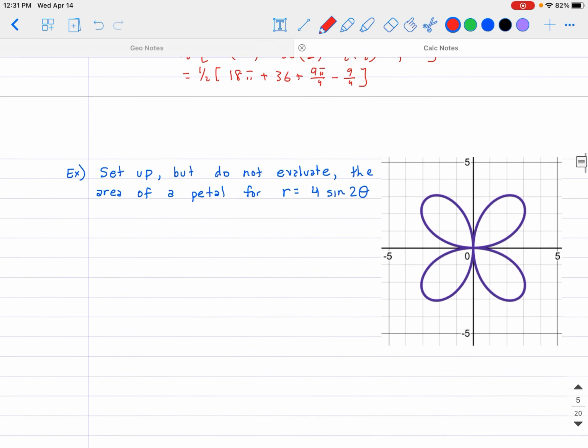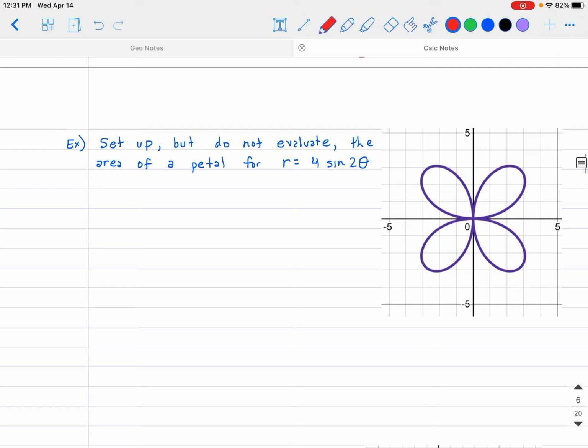All right, so now let's go ahead and move on to something a little bit more complex with the area in the curve, right? Let's say this time I want to set up but not evaluate the area of the petal that is formed by r equals 4 sine 2 theta.